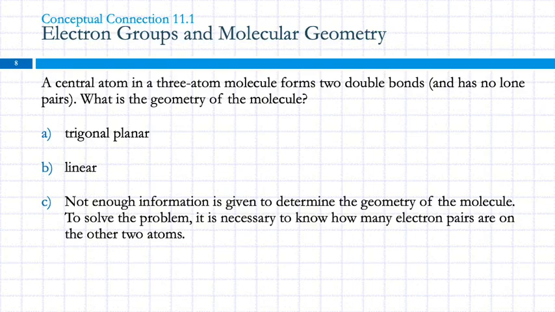Linear. So the key here is 2 bonds. It's got 2 double bonds. That's 2 groups. There's nothing else going on. It says there's no lone pairs or anything. 2 groups, opposite sides, linear.